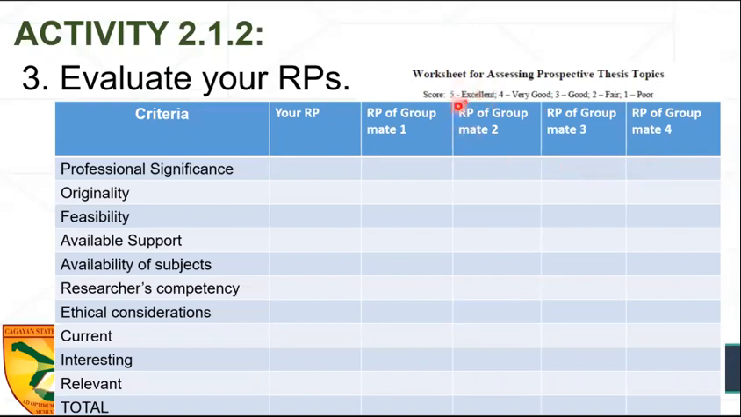You score five if their topic is excellent, four if it's very good, three if it's good, two if it's fair, and one if it is poor. So this part of the activity is again another self-check for you and your group mates.